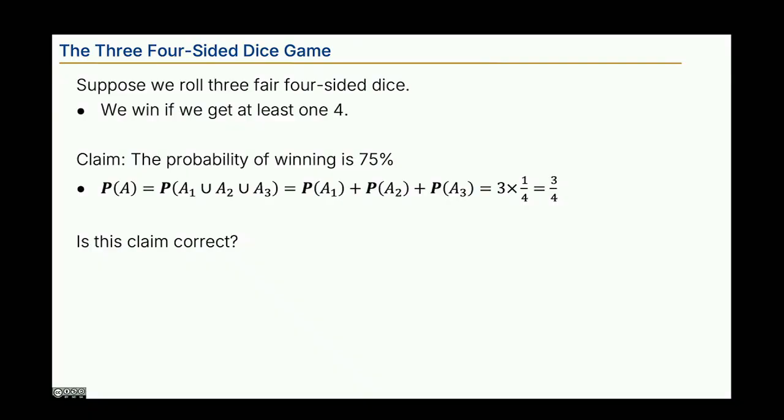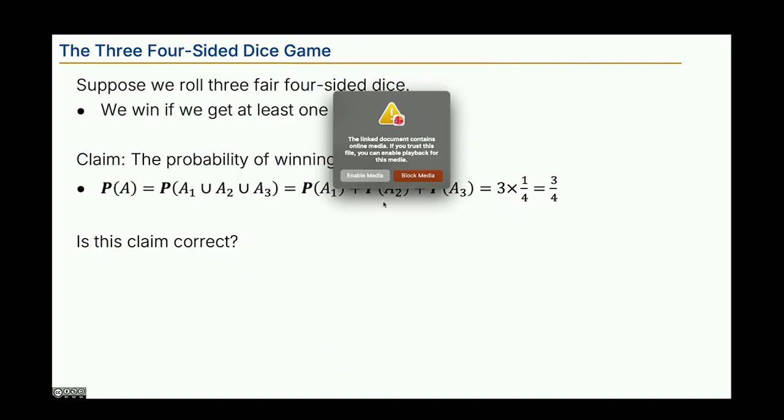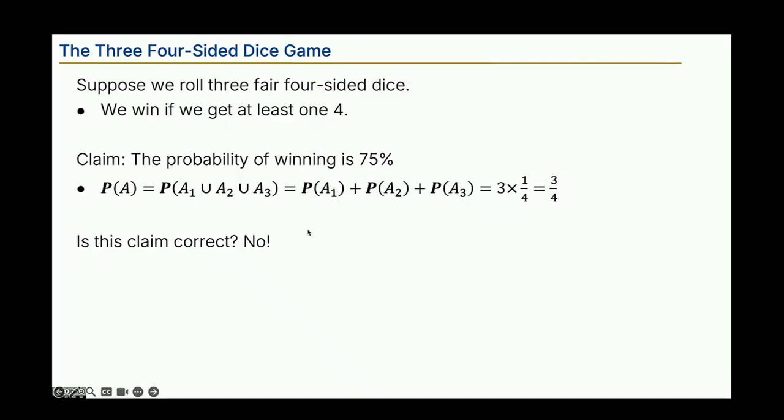So let's, as an example, suppose we roll 3 four-sided dice. Okay, a normal kind of grounded thing we want to do. And let's say we win if we get at least one 4. So I'm going to claim, just for a moment, that the probability of winning is 75%. Because I have 3 different ways to win, so I get 3 times a quarter, because I have a 1/4 chance each time, a 3/4 chance of winning. Is this claim correct? No. Why? You're overcounting if you get 4 multiple times. Yeah, I'm overcounting. Totally. This is not good, right?